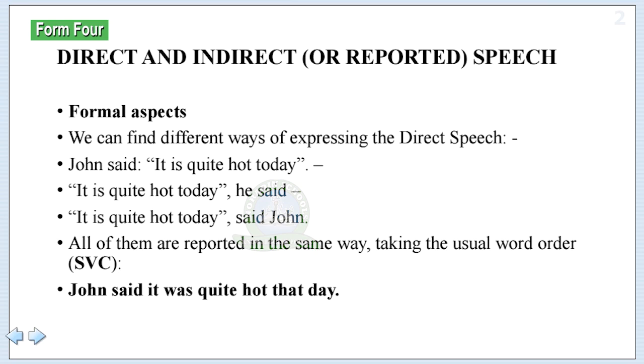John said, "It's quite hot today." In another way, "It's quite hot today," he said. "It's quite hot today," said John. All these aspects are direct speech, not indirect speech, because you see these quotation marks or inverted commas. All of these are reported in the same way, taking the usual word order.